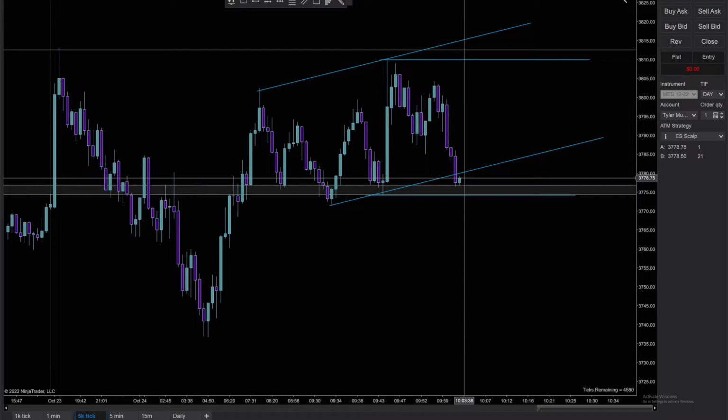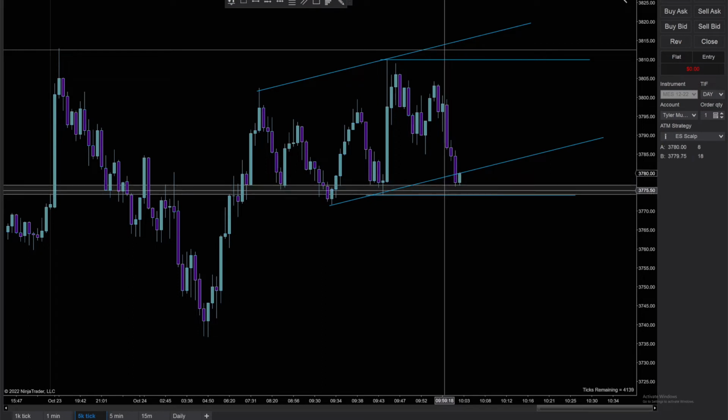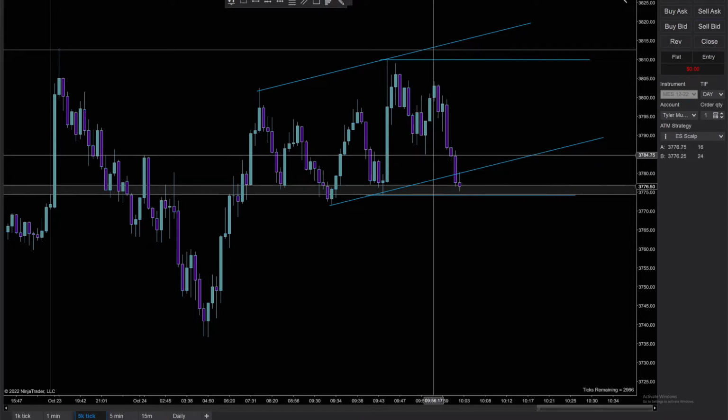And I didn't take it because price was hesitating right where I had that support and resistance area drawn, and I just wasn't 100% sure. And you can see I've got my finger on the sell bid button there, my mouse hovering over it. I was really getting ready, but I just wasn't really comfortable biting the bullet. And you'll see that short actually would have worked out.